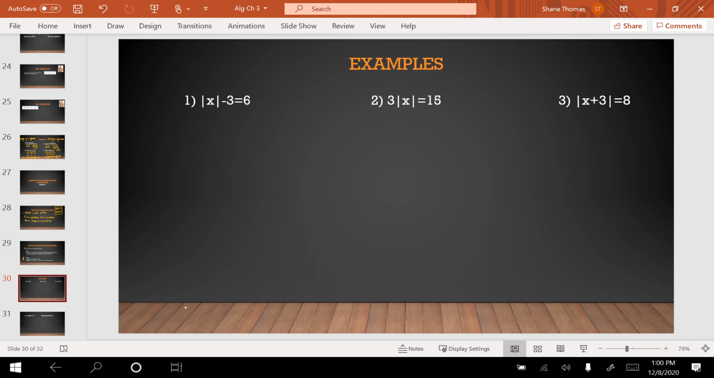All right, so we're going to look at 5 examples. And they're going to start with easy ones, working our way up. Okay? So the first one, I have the absolute value of x minus 3 is equal to 6.